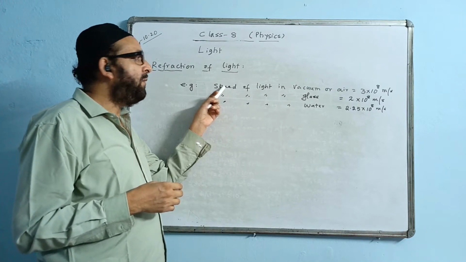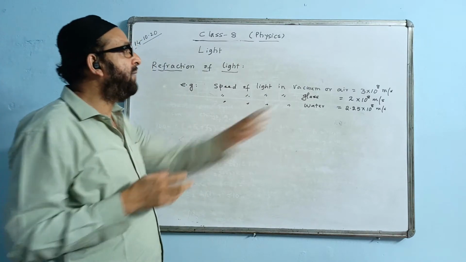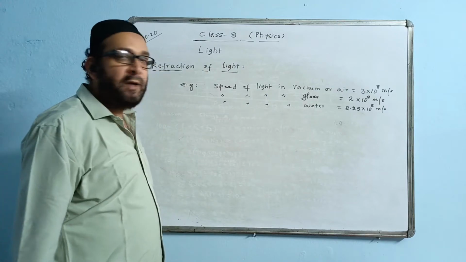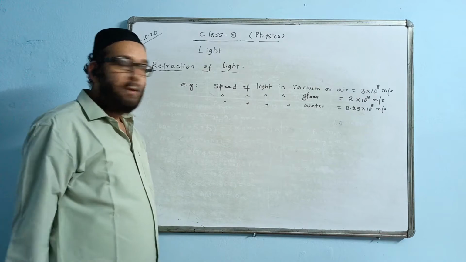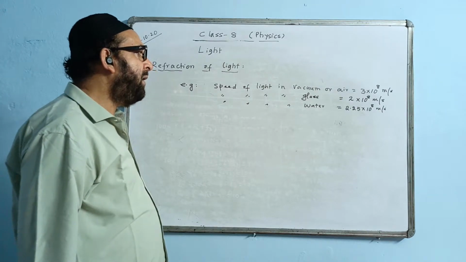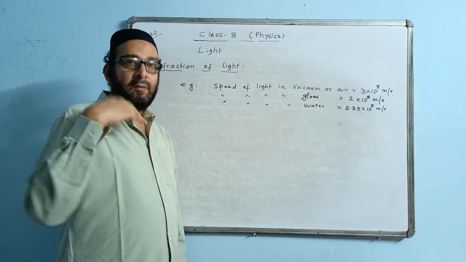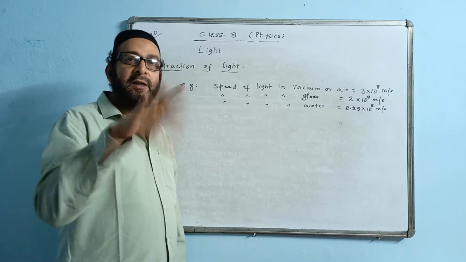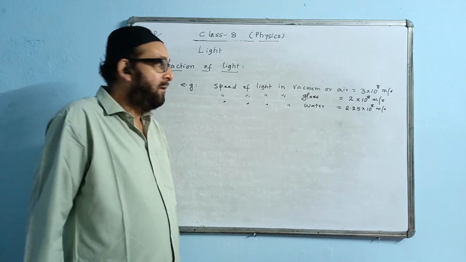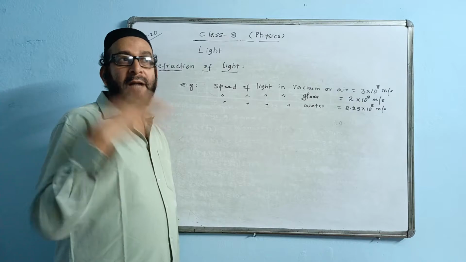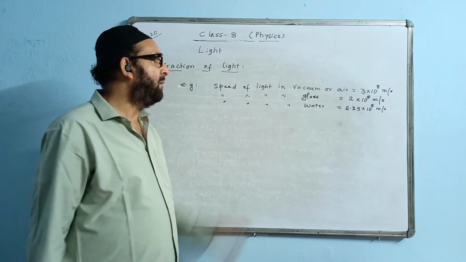The first value everybody must know is the speed of light in air or in vacuum, which is 3 into 10 to the power of 8, that is 3 and 8 zeros, a very high value. Light travels much faster in air or in vacuum than sound. Sound travels with a speed of only 330 meters per second, whereas light travels with a very high speed. That's why we sometimes use the term lightning speed, meaning instantly it comes here.